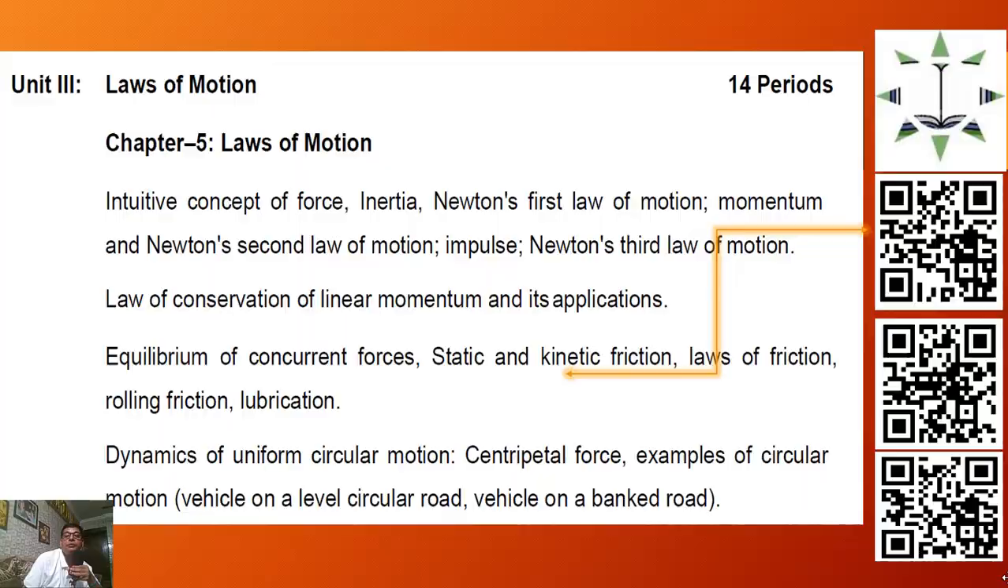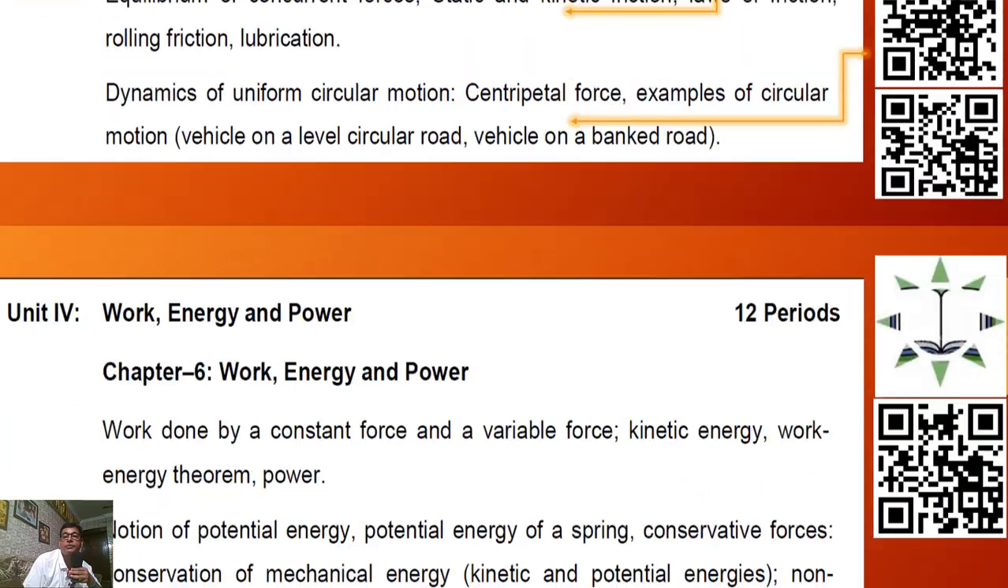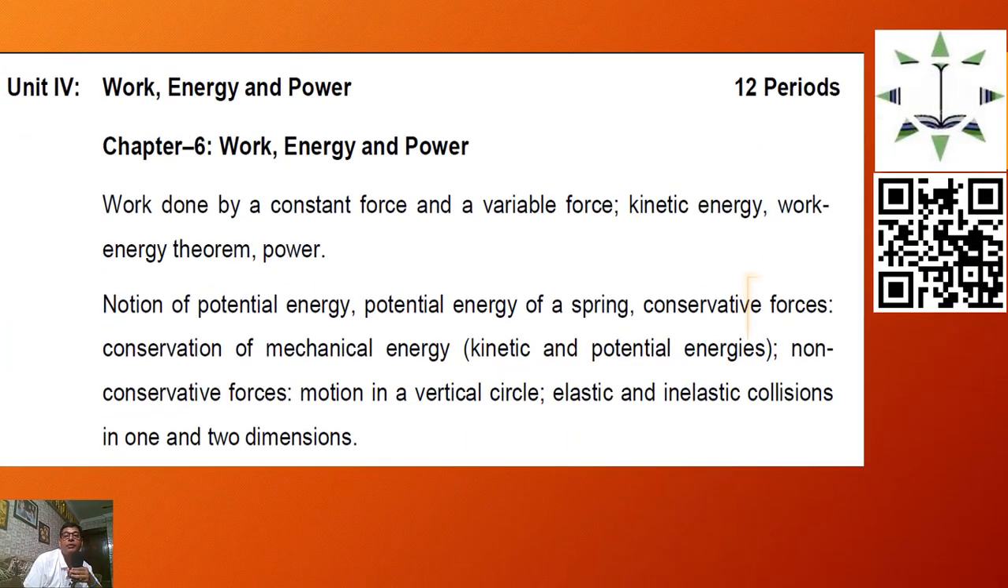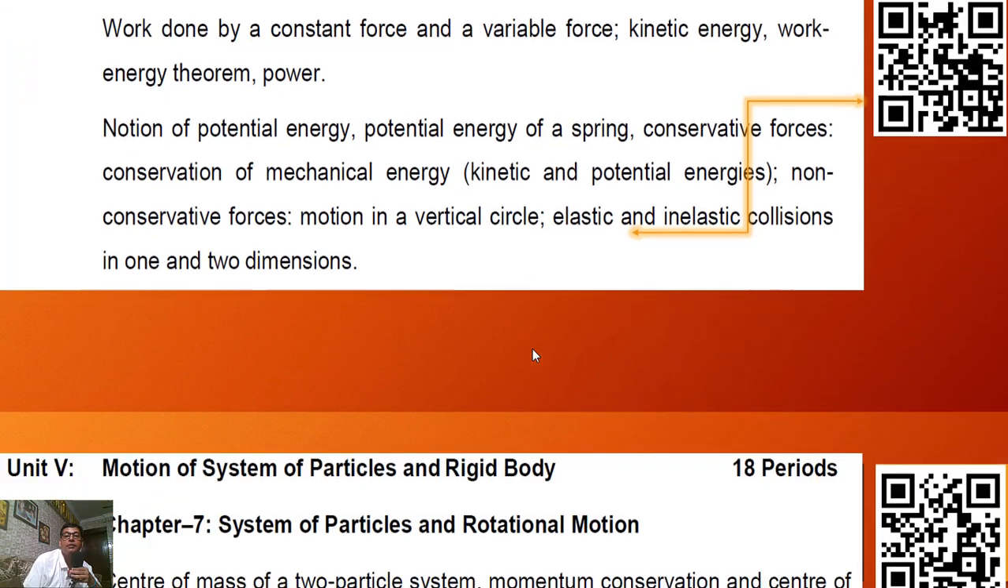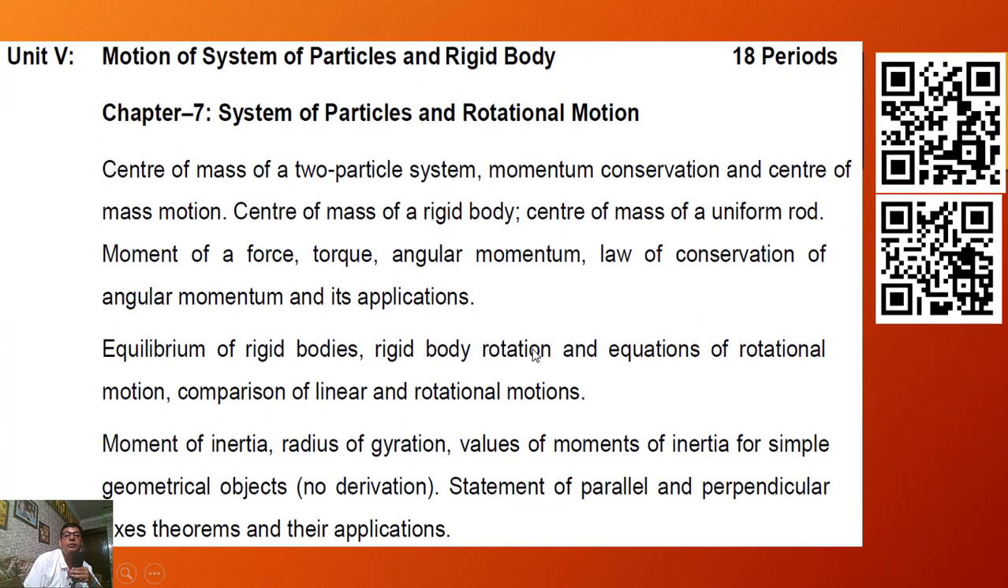Now let's go to the next slide. These three QR codes are for three different topics. Work, power, energy, which is a common topic. Then motion of system of particles and rigid body, basically rotational dynamics. Moment of inertia, rotational inertia and analogy are all discussed here.